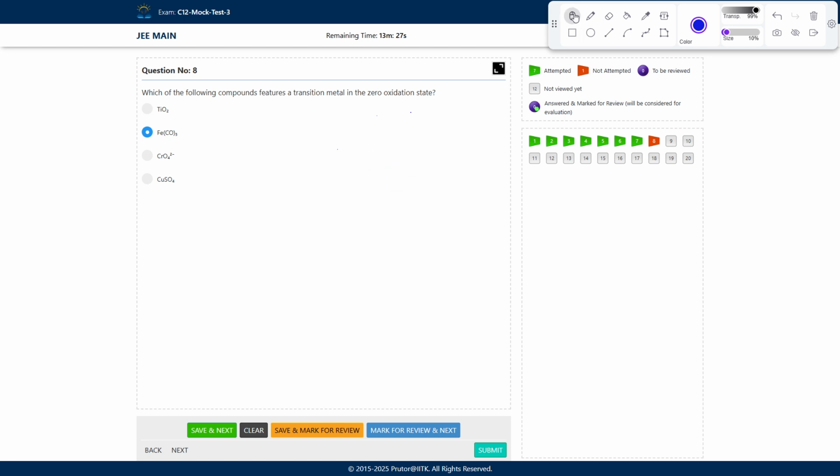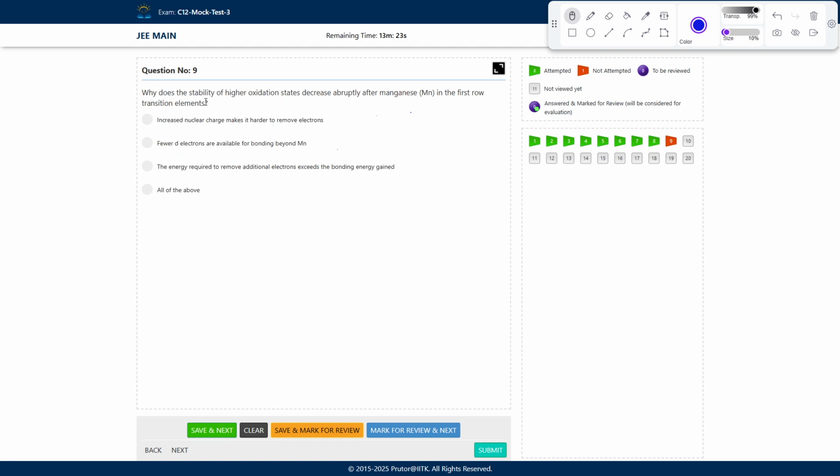Okay, let's move to our next question. Why does the stability of higher oxidation states decrease abruptly after manganese in the first row transition elements? So you have to tell why, in the first row transition elements after manganese, which comes in the middle, the higher oxidation state stability decreases abruptly. You have been given 4 reasons.